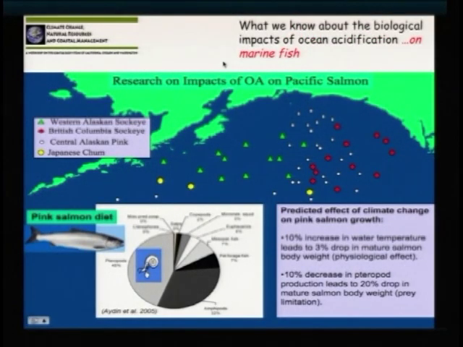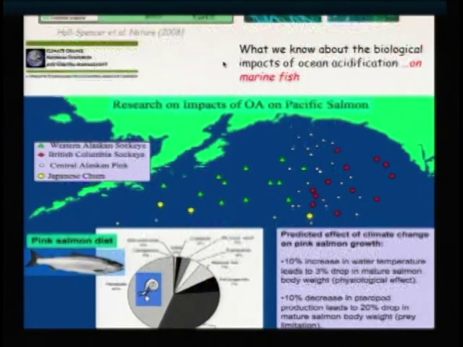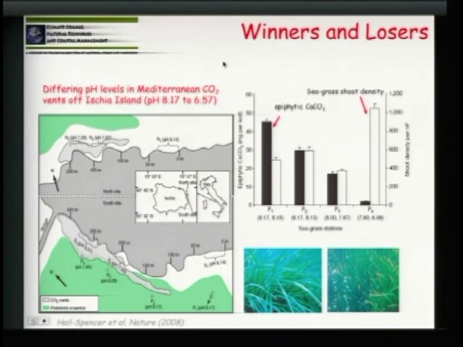And here's one model output that shows that a 10% decrease in pteropod production leads to a 20% weight loss in mature salmon weight. So there is a direct connection through the food chain that we need to be concerned about. Now, there have been studies to show that these impacts can be seen naturally in the open ocean in areas where there are significantly higher CO2 levels naturally.